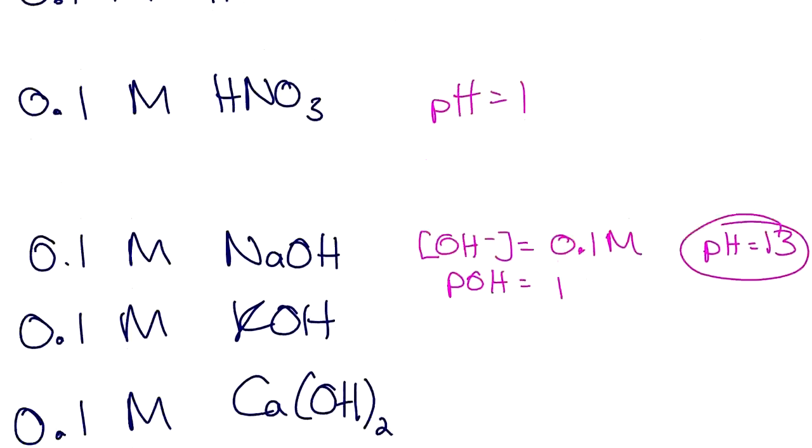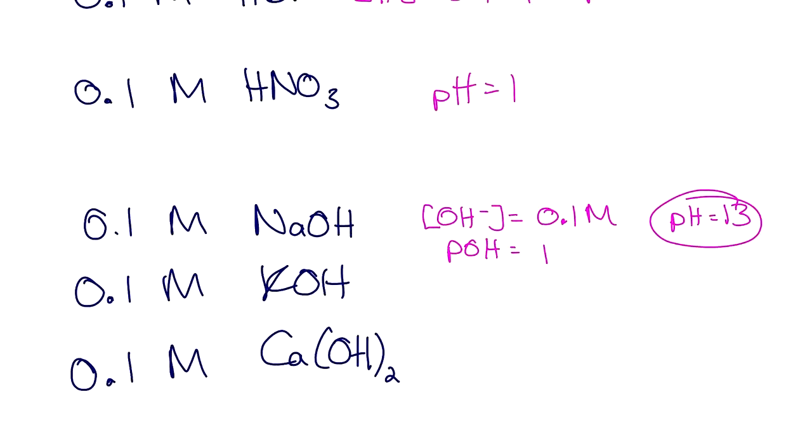Okay, perfect. What about 0.1 molarity KOH? What is the pH? 13 again. It is 13 again, because the concentration of hydroxide is the exact same. Sodium hydroxide, potassium hydroxide, both of them are strong bases. All right, does that mean 0.1 molarity calcium hydroxide also is a pH of 13? No, it's not, because what is the concentration of hydroxide in this solution? It is not 0.1, it's actually 0.2 molarity.